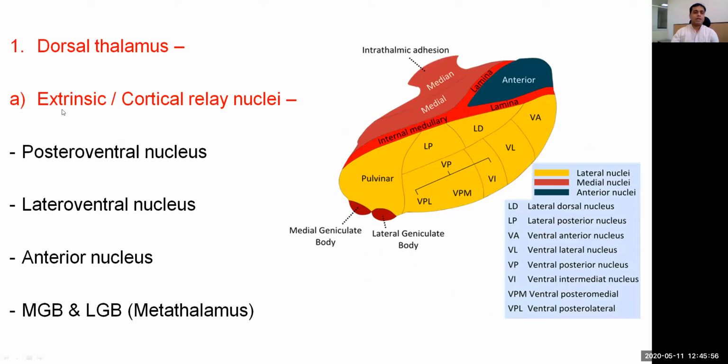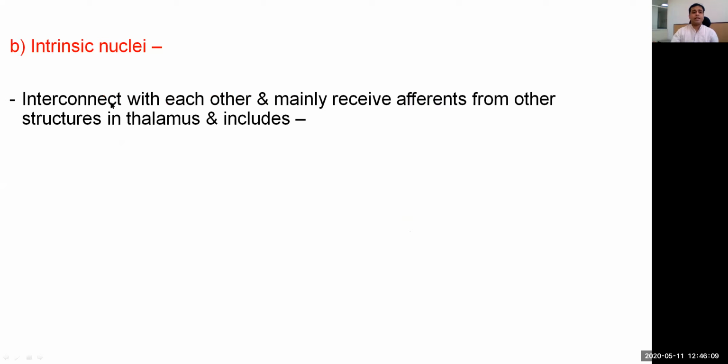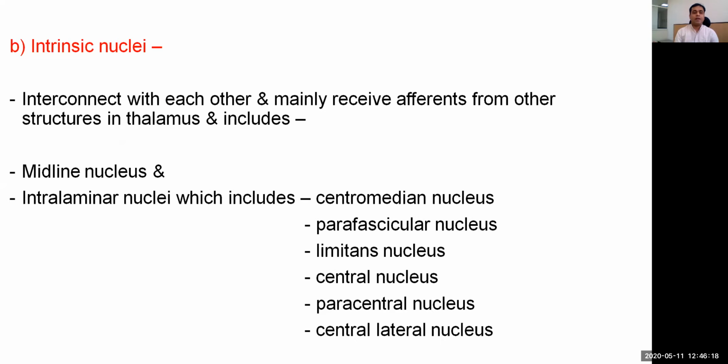In the dorsal thalamus, in the extrinsic group, there are the posteroventral nucleus, lateroventral nucleus, anterior nucleus, medial and lateral, as we can see. Intrinsic nuclei interconnect with each other and mainly receive afferent fibers from other structures in the thalamus. They include the midline nucleus and intralaminar nuclei, which include the centromedian nucleus, parafascicular nucleus, limitans nucleus, central nucleus, paracentral nucleus, and central lateral nucleus.